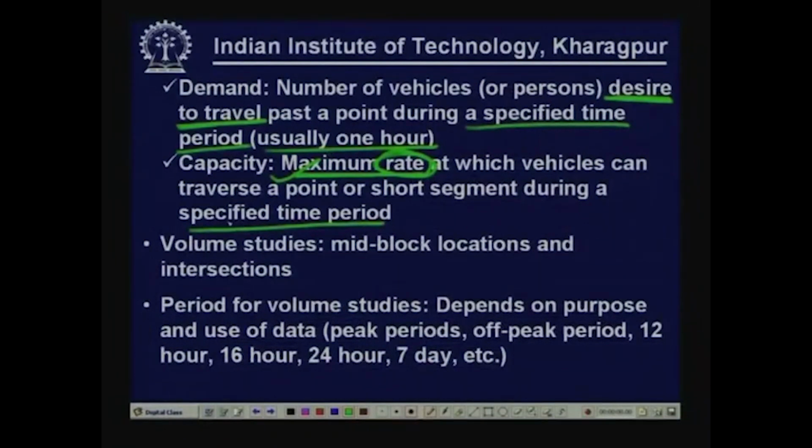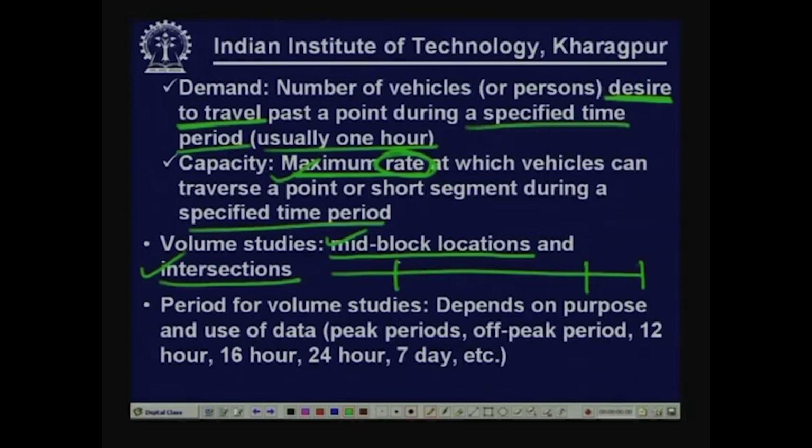Now, traffic volume studies are our focus here for this lesson. Volume studies are carried out primarily at mid-block locations and at intersections. These are the two places where normally we carry out traffic volume studies. If you take up a road, these are mid-block sections and there are intersections.